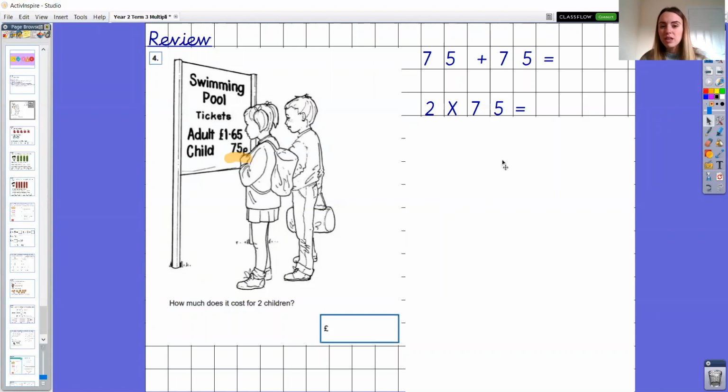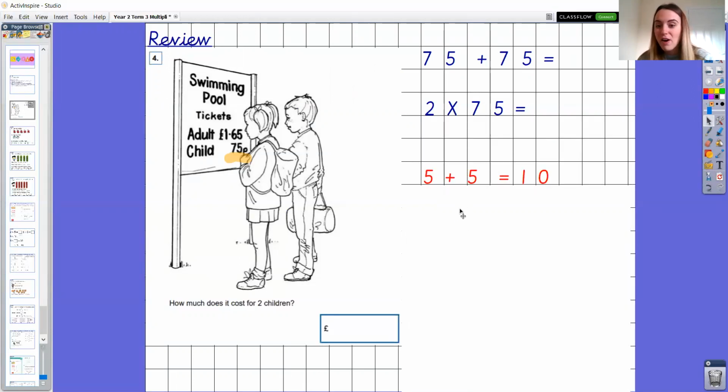Brilliant. Okay, so I'm thinking about how we can use our knowledge of 2 lots of 5 to help us first of all. So again, that could be using multiplication or repeated addition. So please pause the video here and have a think about finding 2 lots of 5 or adding together 5 ones and 5 more ones. Well done. So we know that 5 add 5 equals 10. We could have solved it as 2 times 5 equals 10. Brilliant.